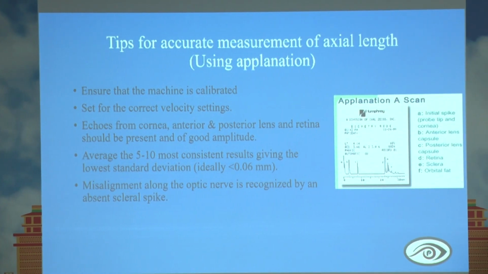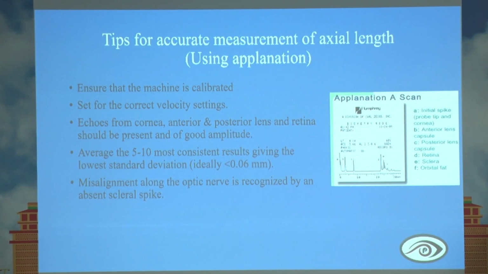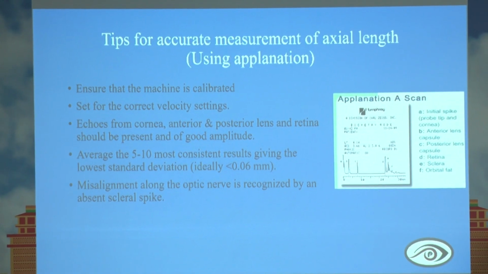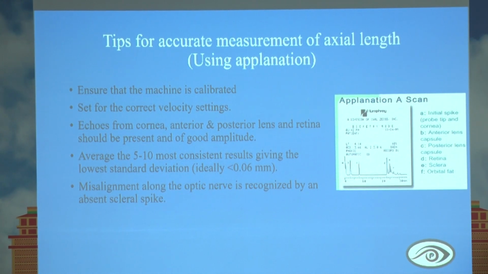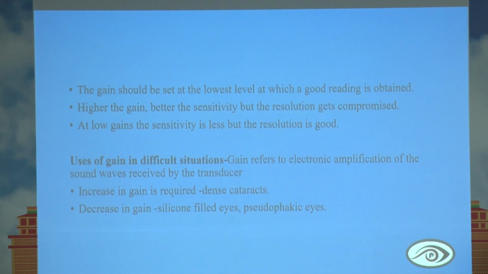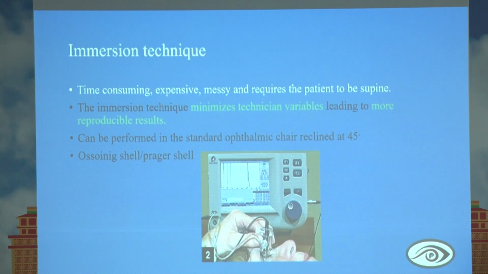So, a tip for accurate measurement of the axial length: always make sure that the machine is calibrated very well. Always you should look for the echoes from the cornea, anterior and posterior lens, and also retina should be present in very good amplitude. Always you should take a minimum of 5 to 10 readings, which is very, very important. There are difficult situations where you have to adjust the gain. You have to increase the gain in case of dense cataract, or you may have to decrease the gain in case of silicone filled eyes and also in pseudophakic eyes.